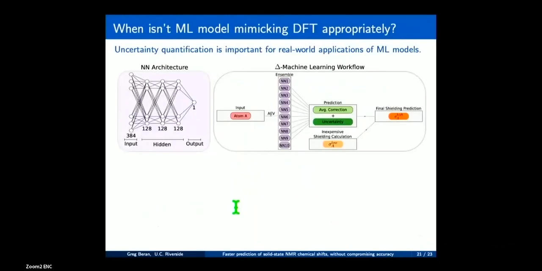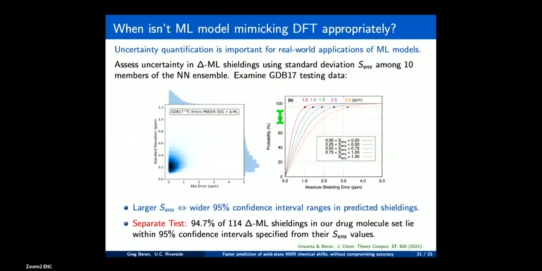Finally, I mentioned that with our ensemble model, we can get the standard deviation among the predictions of the different members of the ensemble. One of the big challenges with ML models is, as I said, they're really good at doing things that are similar to what they've already seen before. But how do you know when they're doing well versus when they're getting outside their comfort zone and extrapolating too far and therefore giving you nonsense? What we found is that we can use this standard deviation among the members of the ensemble to gauge the uncertainty in the predicted shieldings.